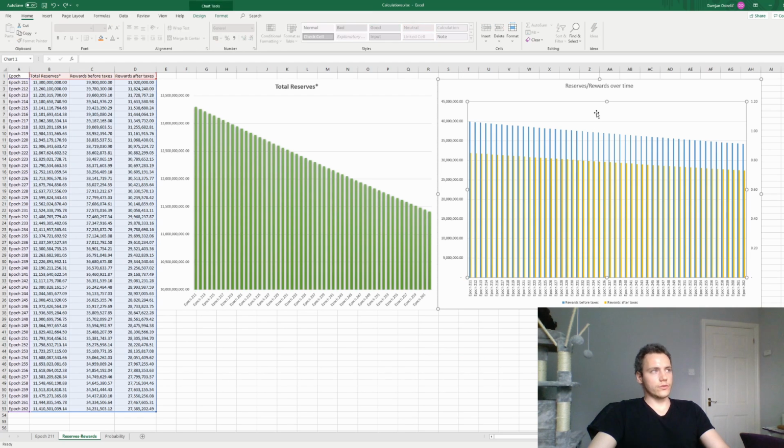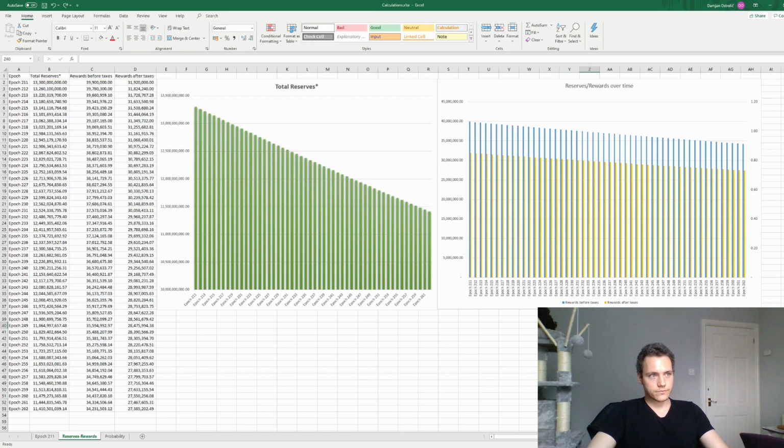And on this side, we have the rewards. So because the reserves decrease, the rewards also decrease. And the blue is just before taxes, and the orange is after taxes, but they decrease in the same manner as it's just 20% tax. Just wanted to illustrate that and make it maybe a little bit more visual and understandable.